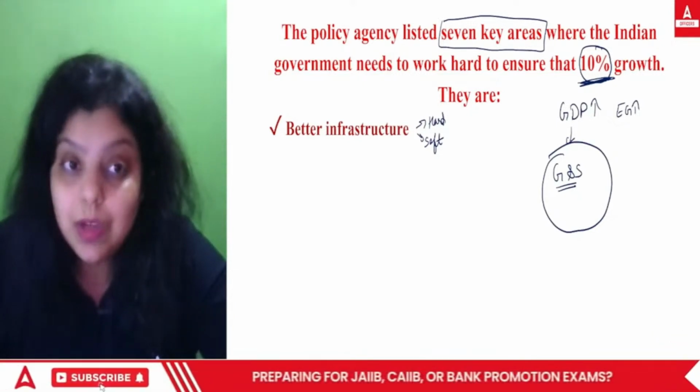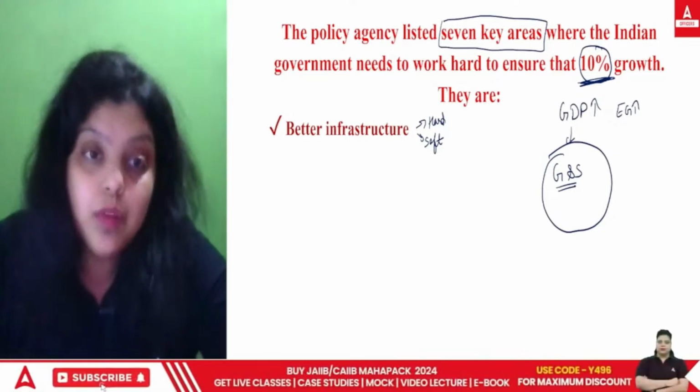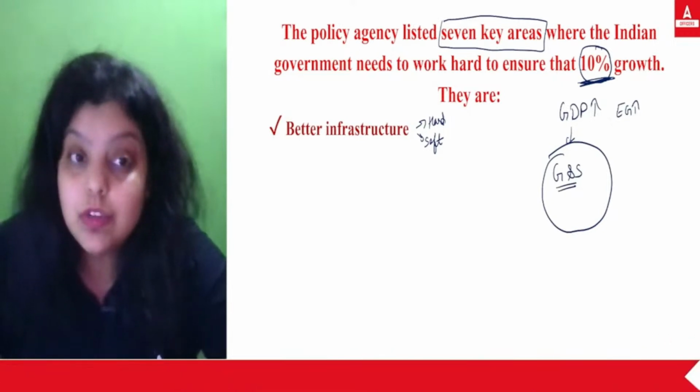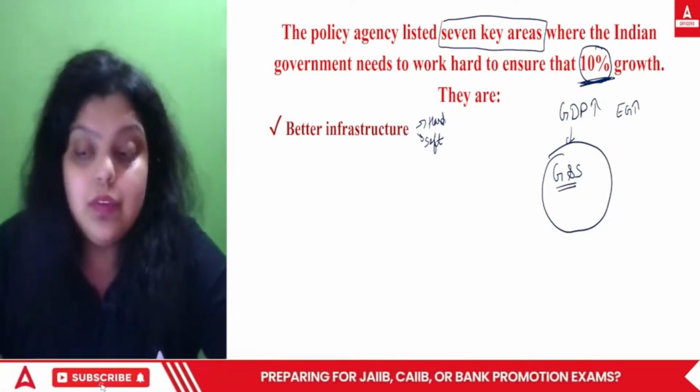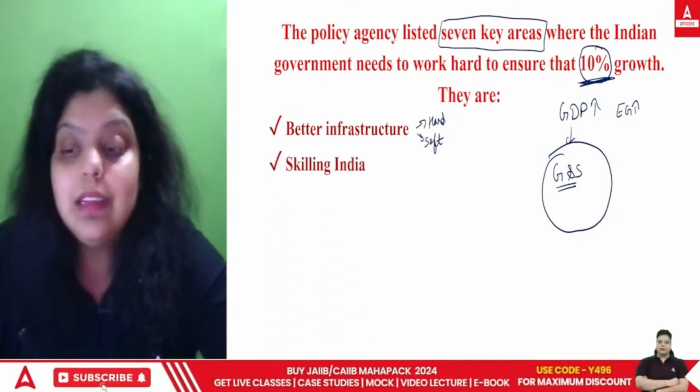And soft infrastructure is the infrastructure which we need if we want the economy to keep going. If we want the economy to keep going, then we need soft infrastructure development. That is like your schools, your hospitals, your financial institutions, etc. So this is the first sector that NITI Aayog said we have to focus on. The second, they said, is skilling India.